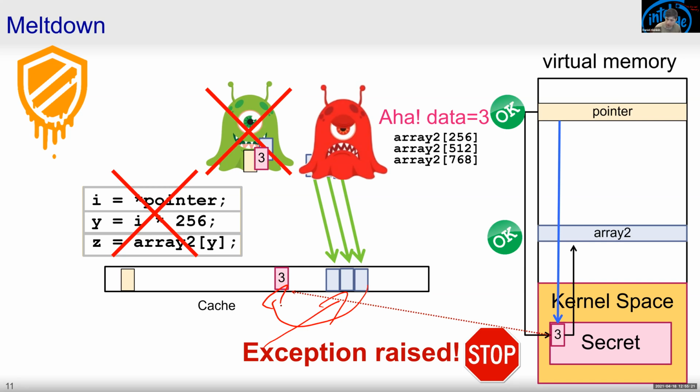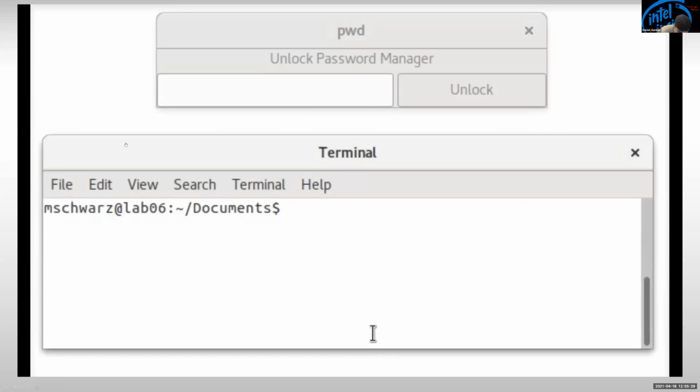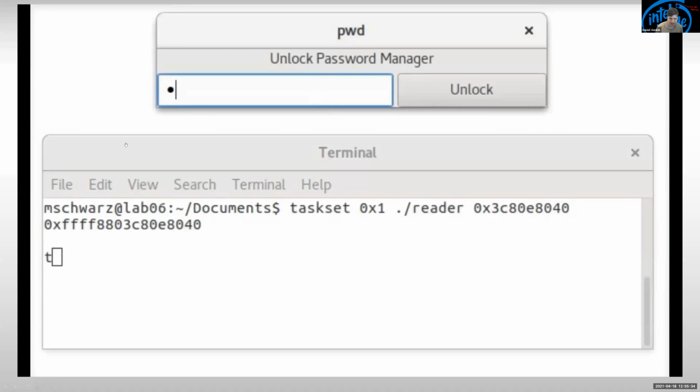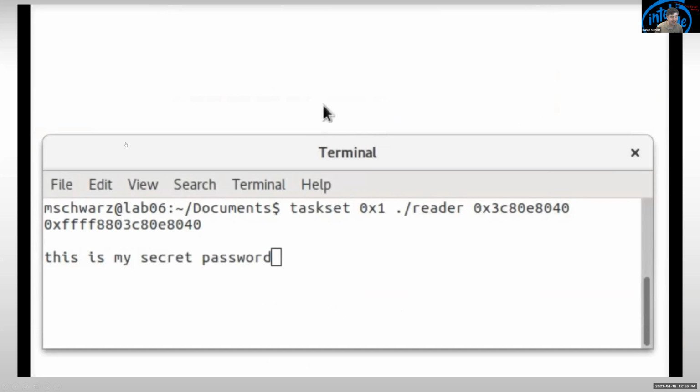Okay, so let's see this live. Let's see how bad this is. I have a password manager right here. And as I'm going to type in the password, I'm going to start my kernel probe. And as I type in the password, it comes out on my terminal. This is really bad.